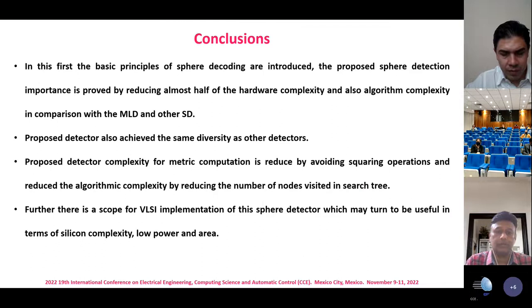And coming to the conclusion, the low complexity is achieved with the proposed method. Here we have avoided the squaring operations, and we have reduced the algorithmic complexity in the search tree because we have restricted the search within the sphere. Further, this can be useful in terms of silicon complexity, low power and area.